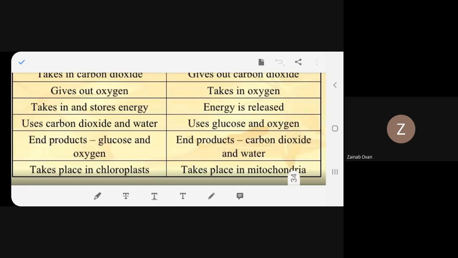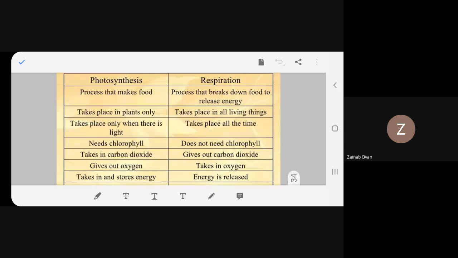Remember that. Photosynthesis takes place in chloroplasts. Respiration takes place in mitochondria. Say mitochondria. This all we have read already. So these are the general differences between photosynthesis and respiration, and breathing and respiration. So you have come to know so many differences between breathing and respiration and photosynthesis and respiration. Yes or no? The things are quite clear now. Yes, ma'am.